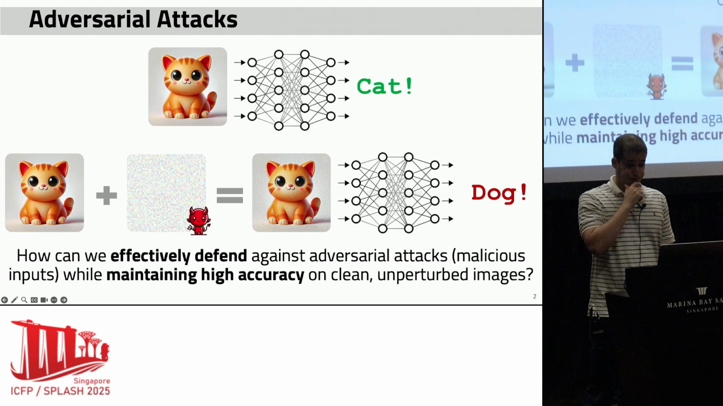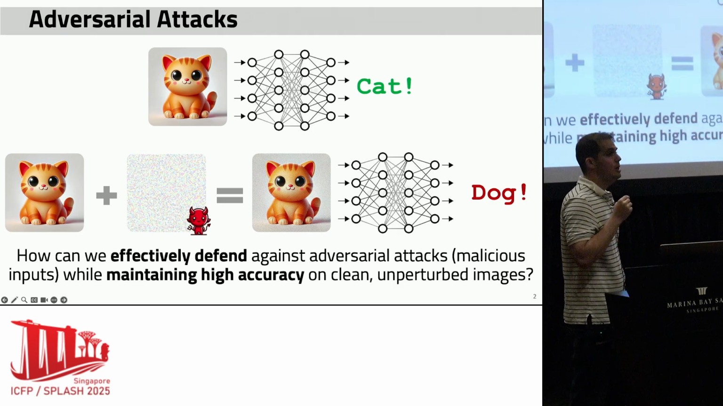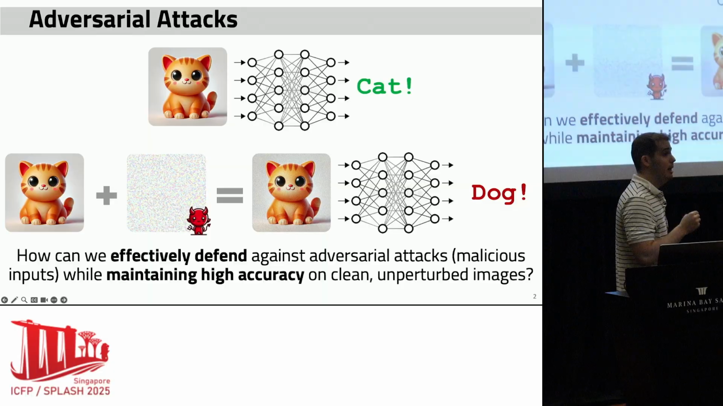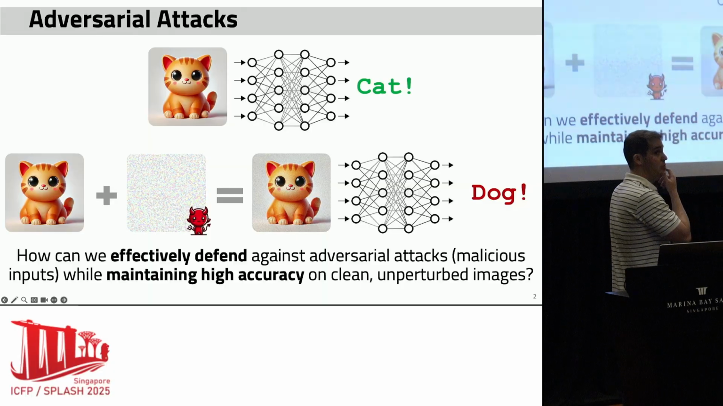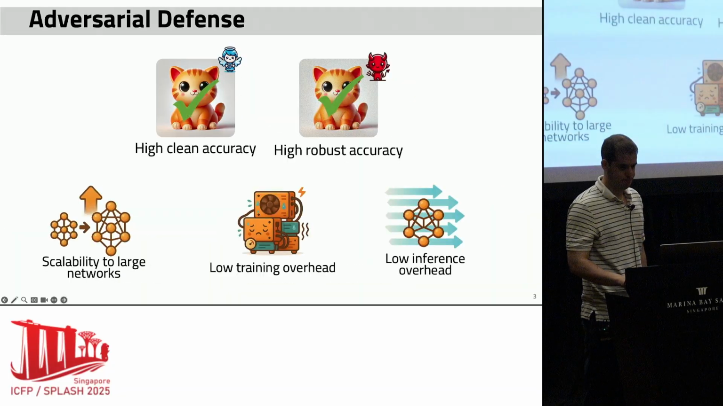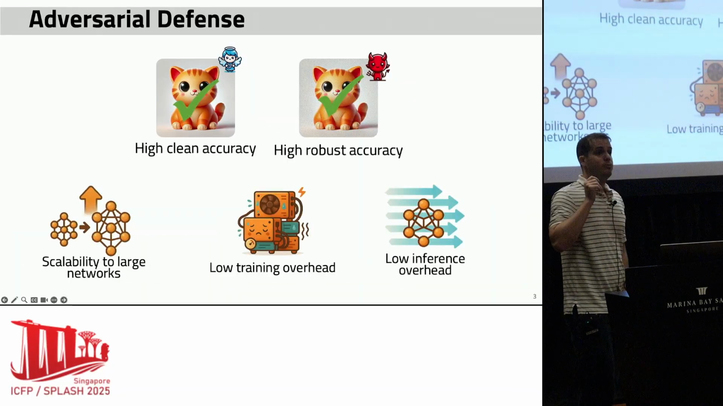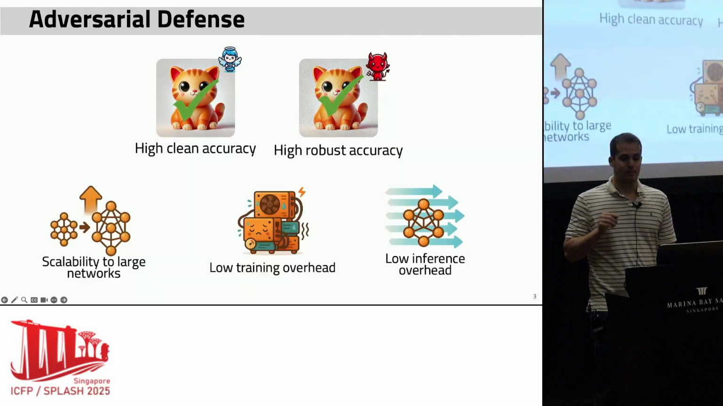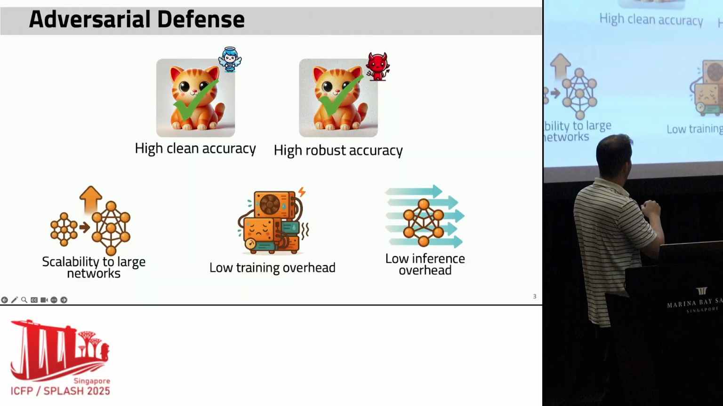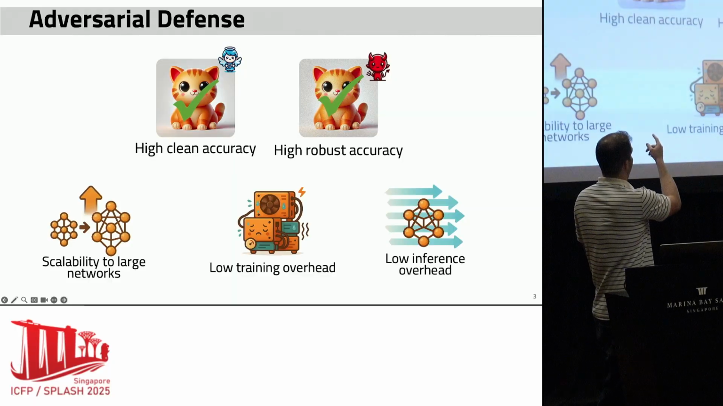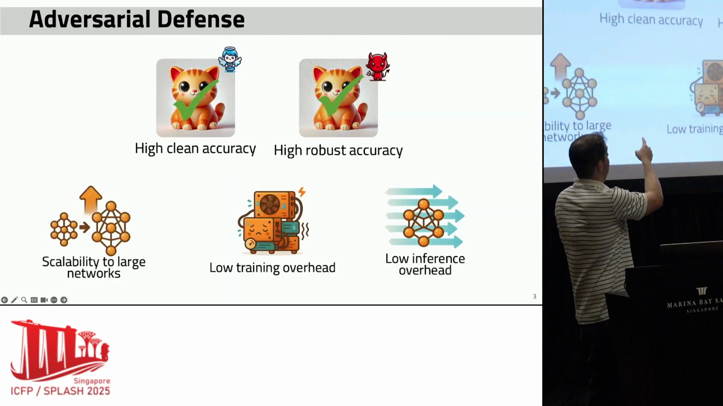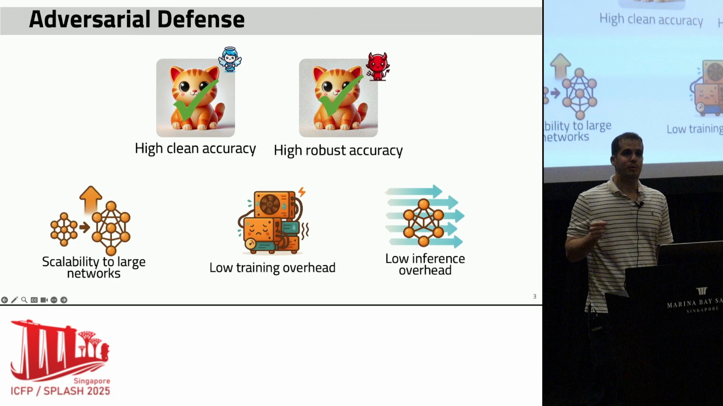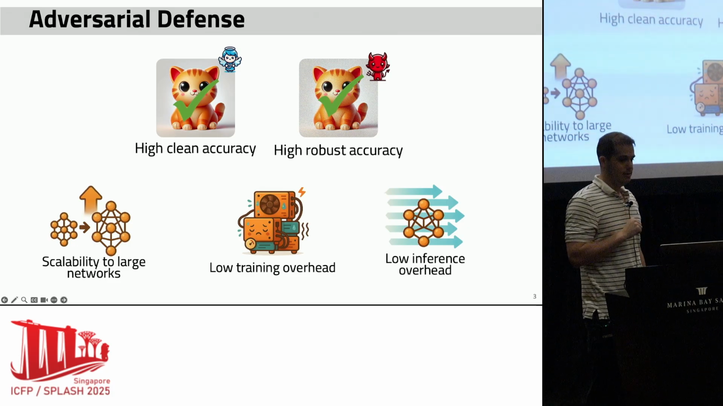instead of a cat. This raises the important question of how can we defend against such attacks while maintaining the high clean accuracy of the original unperturbed images. So, in this work and in other works, we want to develop an adversarial defense that maintains the high clean accuracy, which is the accuracy on the unperturbed images, and to provide high robust accuracy, which is the accuracy on the perturbed, adversarially attacked images.